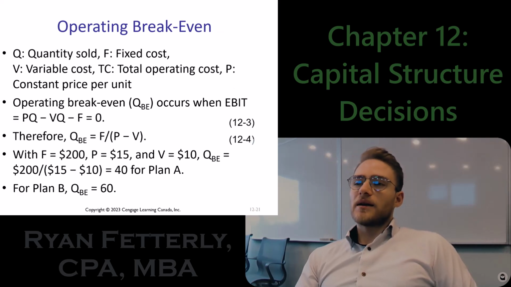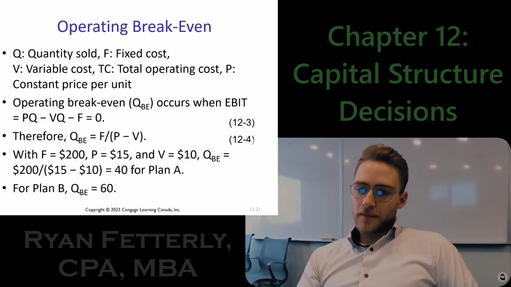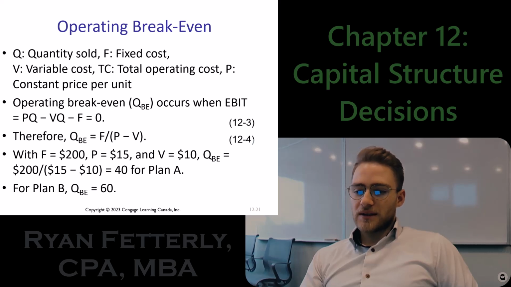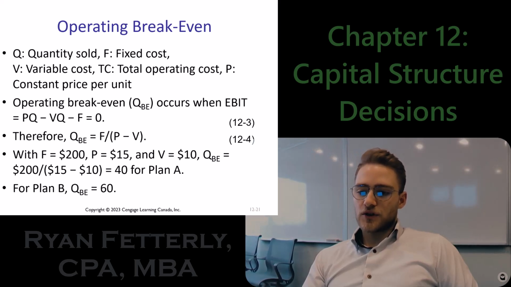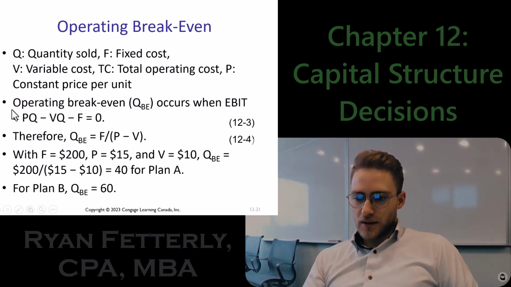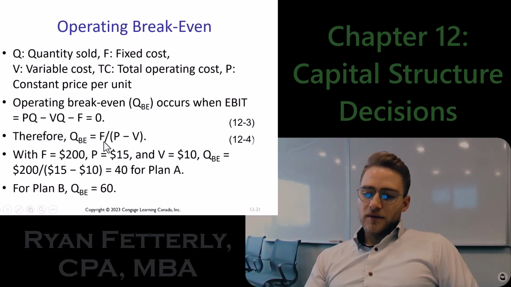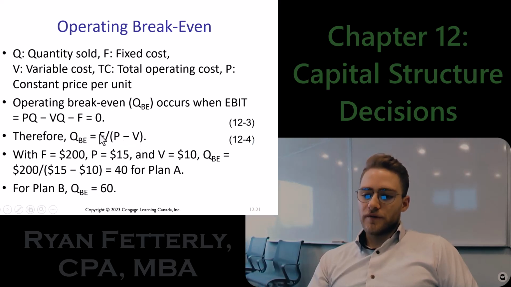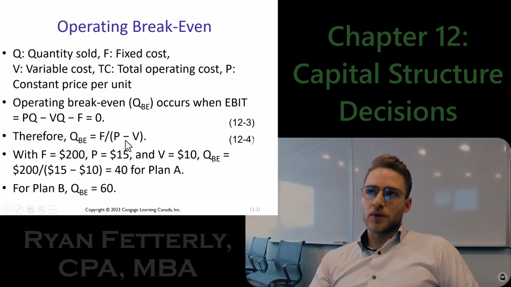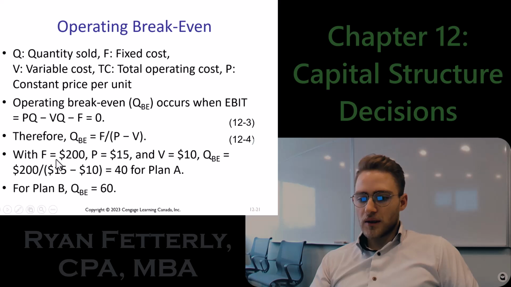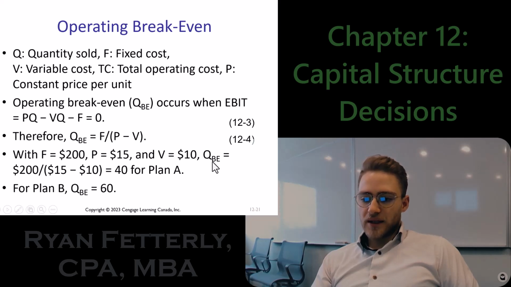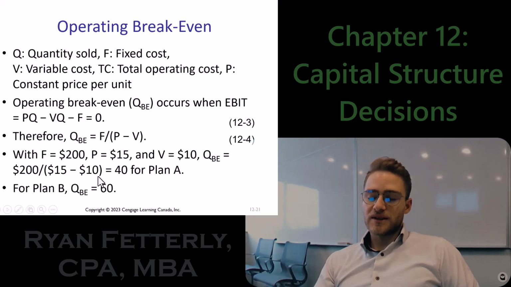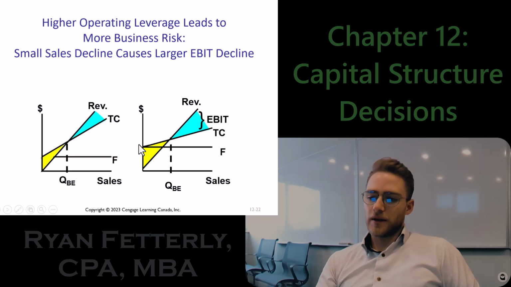So high level, this is the operating break-even. Q is your quantity sold, F is your fixed cost, V is your variable cost, and TC is your total operating cost. So when we go down here, you'll see fixed costs divided by P minus V, which is your price minus your variable cost. That is your contribution margin. So fixed cost divided by contribution margin gets you the break-even quantity. So in option A, the break-even quantity would be 40, right, for plan A, whereas with plan B, it would be 60. They don't really give you the numbers here, but they graph it out.